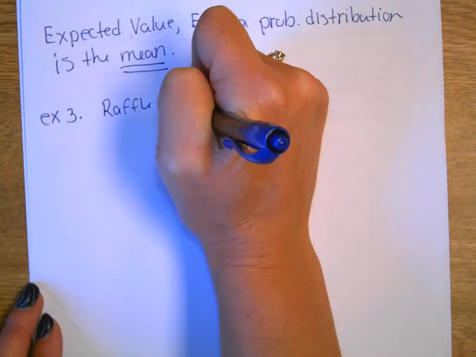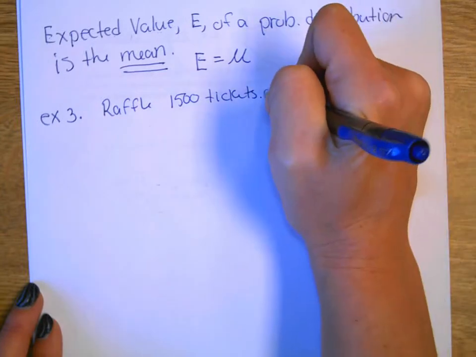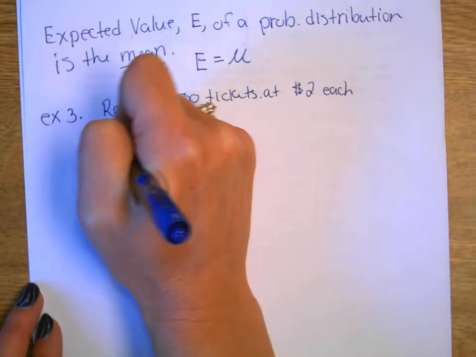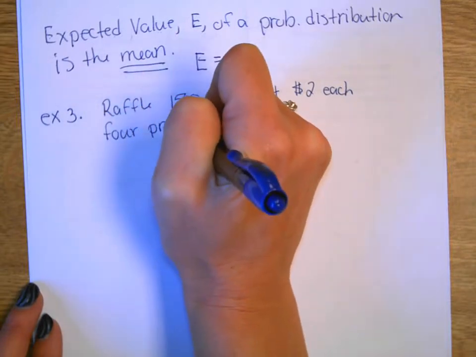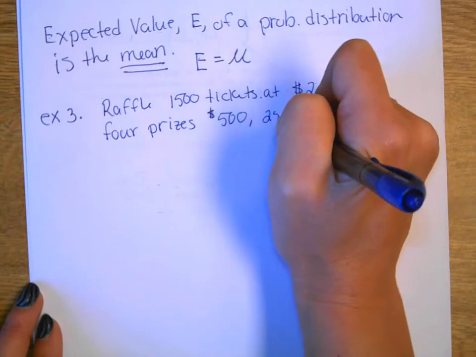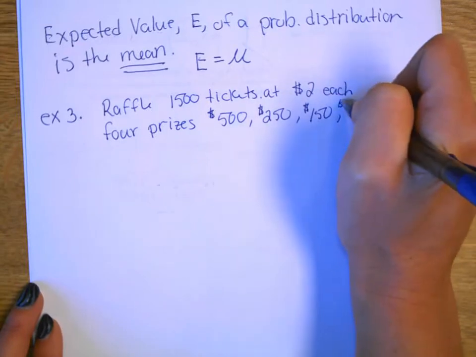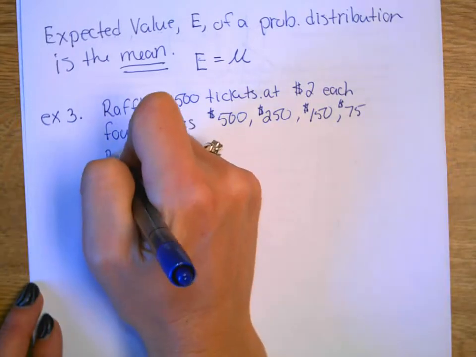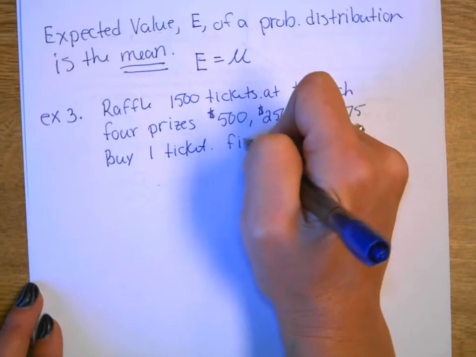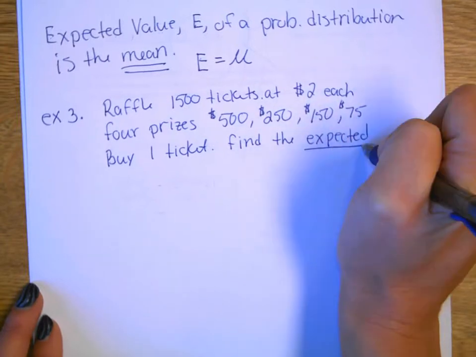Okay. There's a raffle that's going to sell 1,500 tickets at $2 each. There are 4 prizes: a $500 winner, $250 winner, $150, and $75. You're going to buy 1 ticket. You are going to find the expected net gain to you.